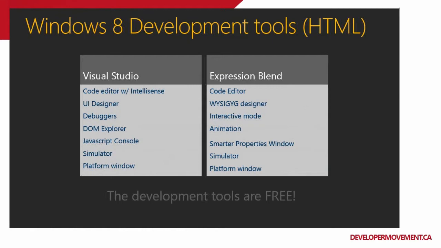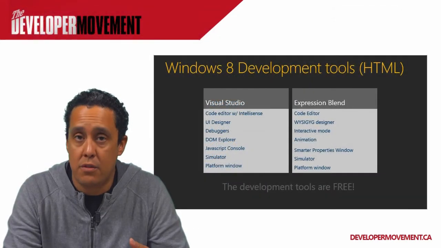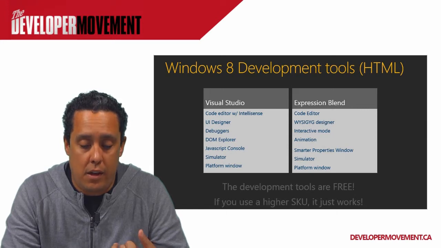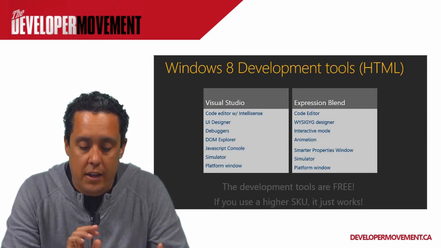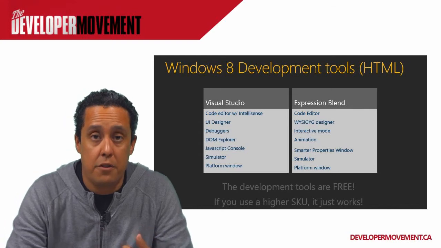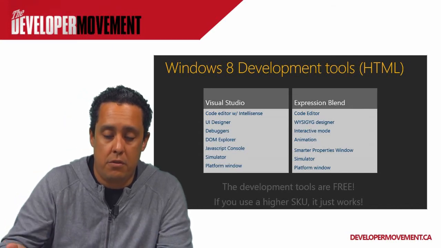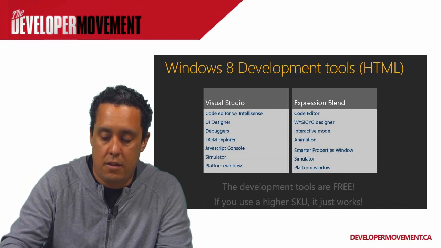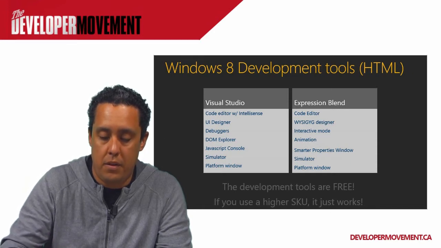The best part about it, the development tools are free. So again, you could download Visual Studio Express for Windows 8, and you will get Visual Studio, and you will get Expression Blend, and you can start building your applications right away. And I was using Visual Studio Ultimate. If you're on a higher SKU, it just works. You'll still be able to use Ultimate. You just download the SDK and you'll be off and running.